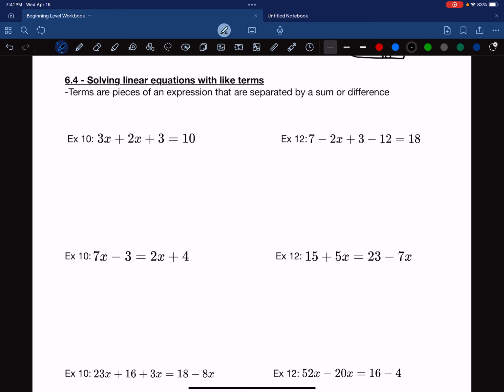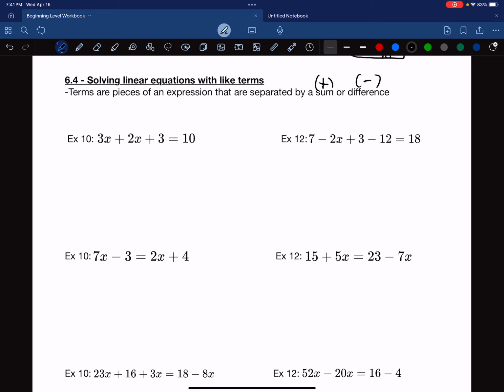And we've already been dealing with like terms all the time, and we've actually been combining like terms, which is what we're going to learn how to do in this video officially, so hopefully this won't be too confusing a concept. So terms are pieces of an expression that are separated by a sum or difference. If we remember from Unit 5, a sum means addition, and a difference means subtraction.